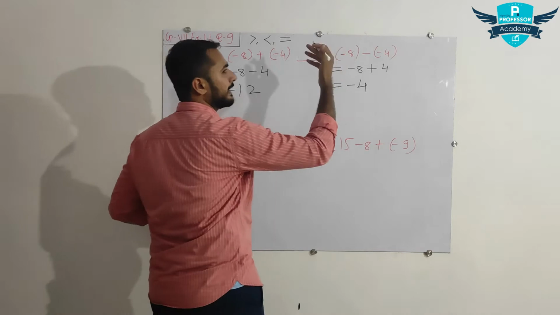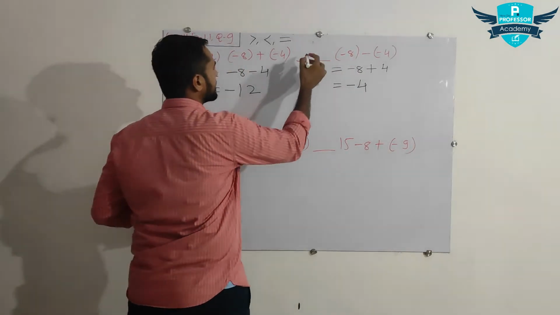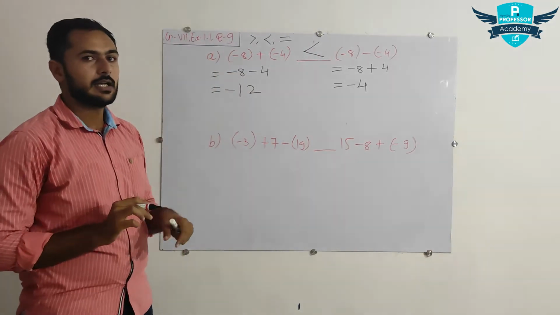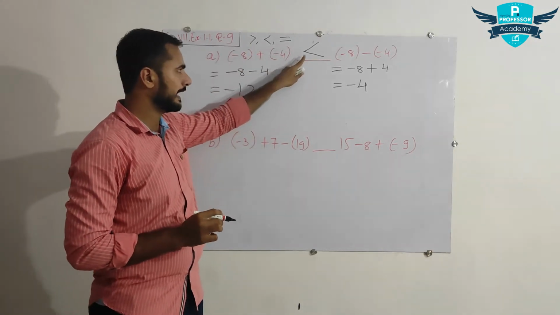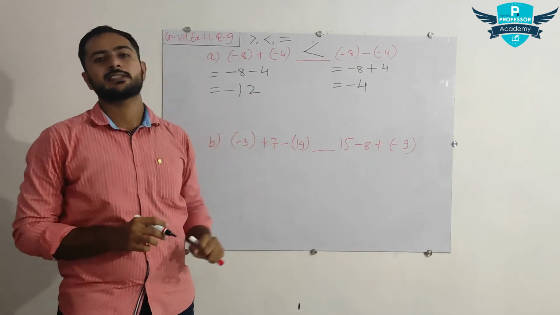So this side, the right hand side, is bigger than the left hand side. So we'll put this sign. It says that LHS is less than RHS. LHS is less than RHS.